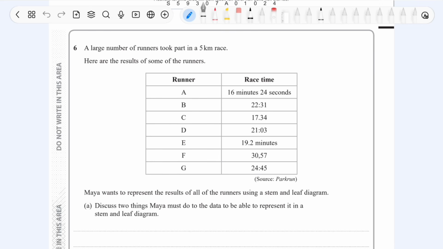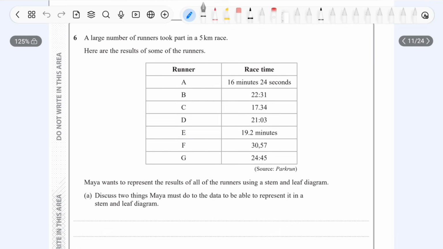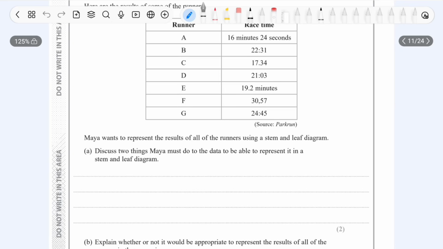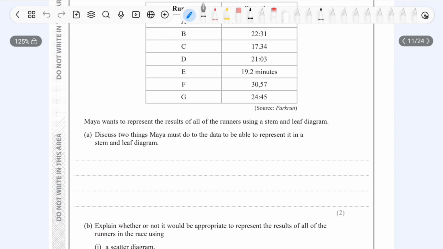Number 6. A large number of runners took part in a 5-kilometer race. Here are some of the results for the runners. Here are the runners A to G and their race times. Maya wants to represent the results of all the runners using a stem and leaf diagram. Discuss 2 things Maya must do to be able to represent it in a stem and leaf diagram.